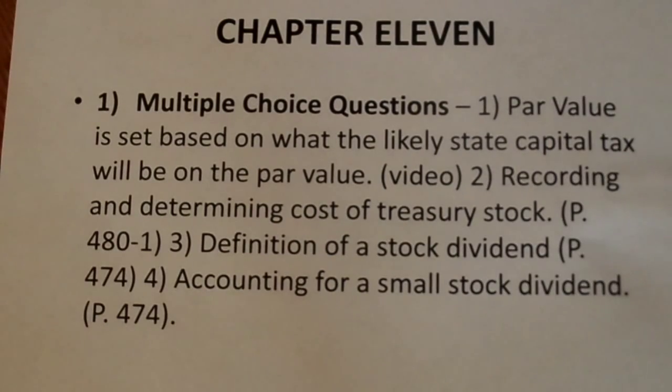The next question has you record and determine the cost of treasury stock. Record here means do a journal entry. And finally, question 3 talks about the definition of a small stock dividend, and that appears on page 474 of your text. Question 4 has you actually do accounting for a small stock dividend, and that also comes from page 474.